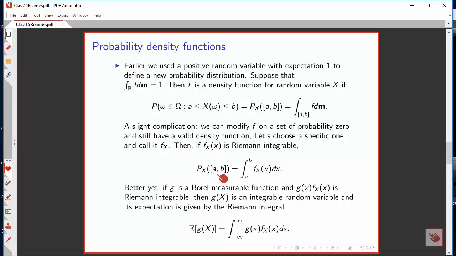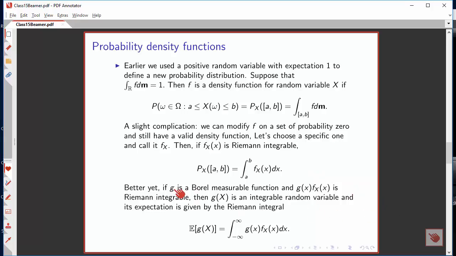evaluated for the interval between a and b. Remember what a probability function does. It assigns a probability to a Borel set, is given by the integral of that specific f sub x from a to b.